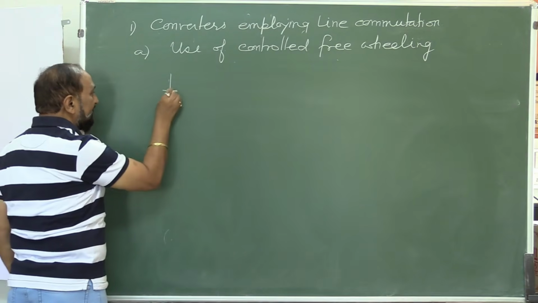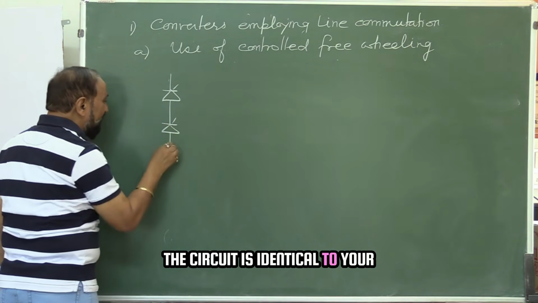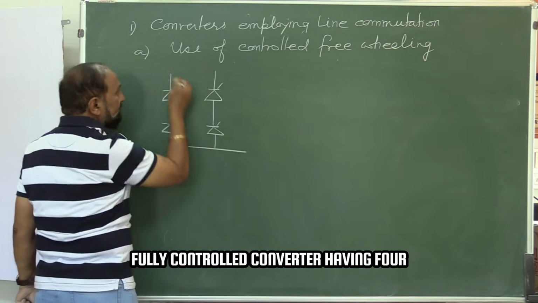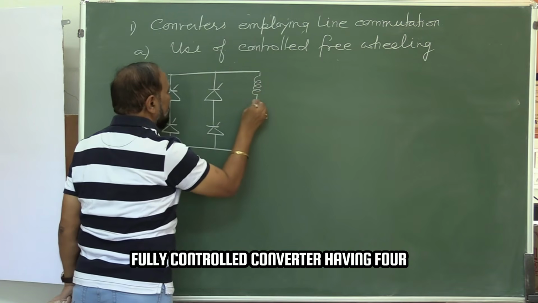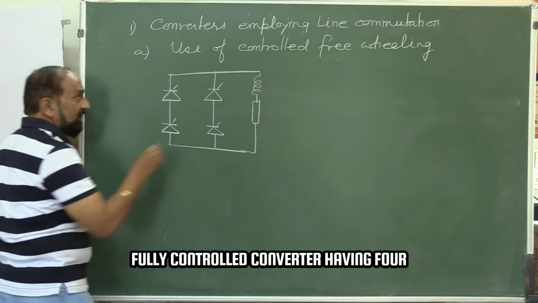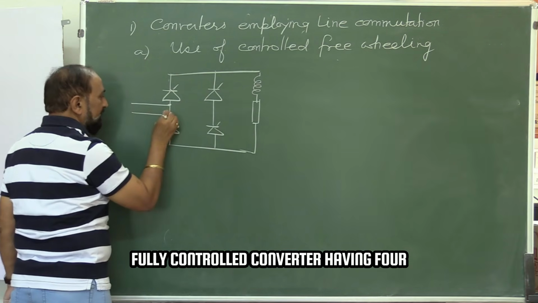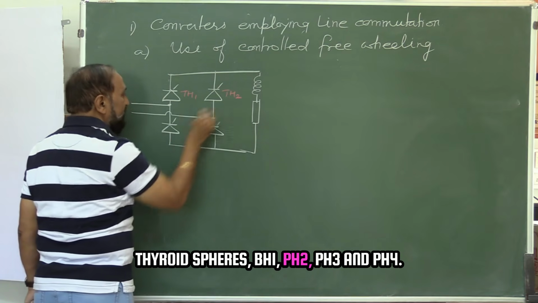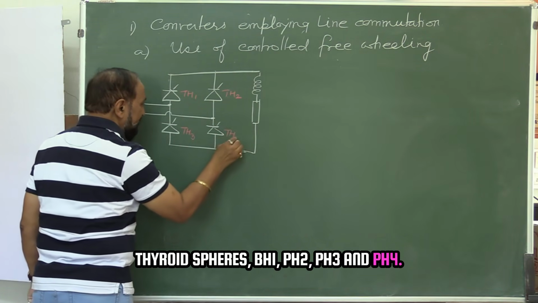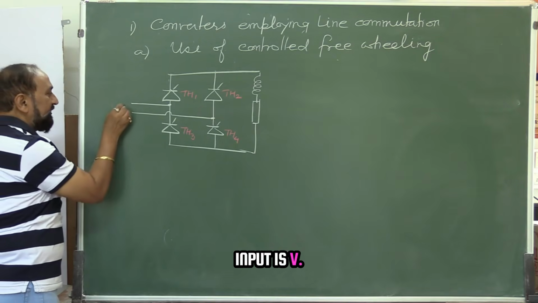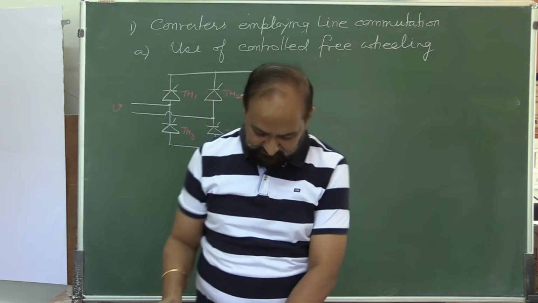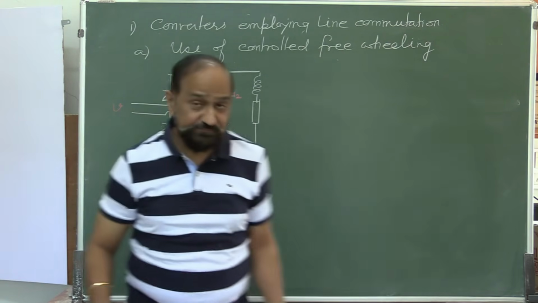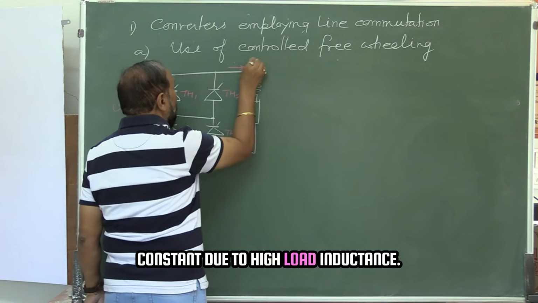What is done in this? The circuit is identical to your fully controlled converter. Having 4 thyristors, TH1, TH2, TH3 and TH4. Input is V. The load current is assumed to be constant due to high load inductance.